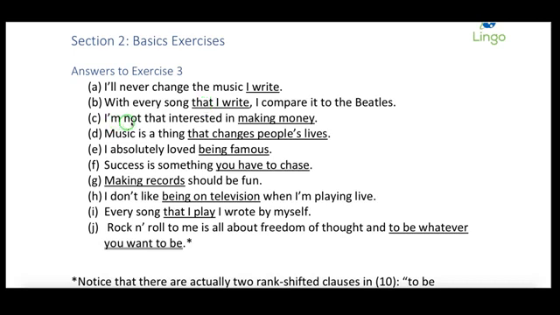In C, he says, I'm not that interested in making money. Okay, so making, there's a verb group, there's a clause, and am, there's another clause. I'm not that interested in making money. Now, let's think about it this way. Can you take away this underlined section here and replace it with a noun group? You can. So I'm not that interested in money. I'm not that interested in fame, or I'm not that interested in success. So what that tells us is that this underlined part is functioning just like a noun.